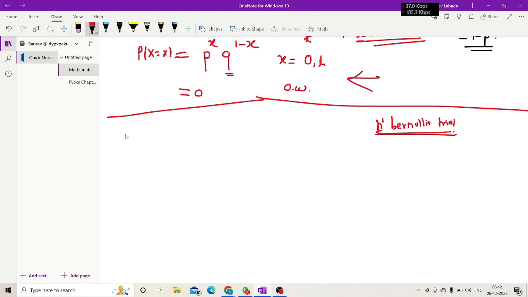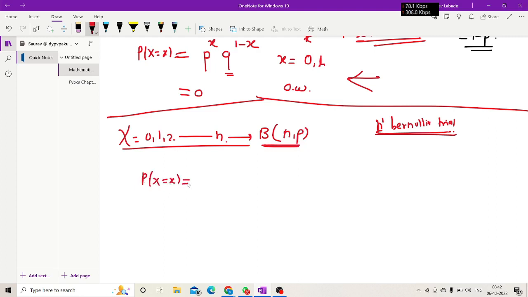So suppose I have the variable x which has the values 0, 1, 2 up to n. Then this is said to follow a binomial distribution with parameters n and p, if its PMF is given as probability of X equals x is equal to nCx p raised to x, q raised to n minus x.